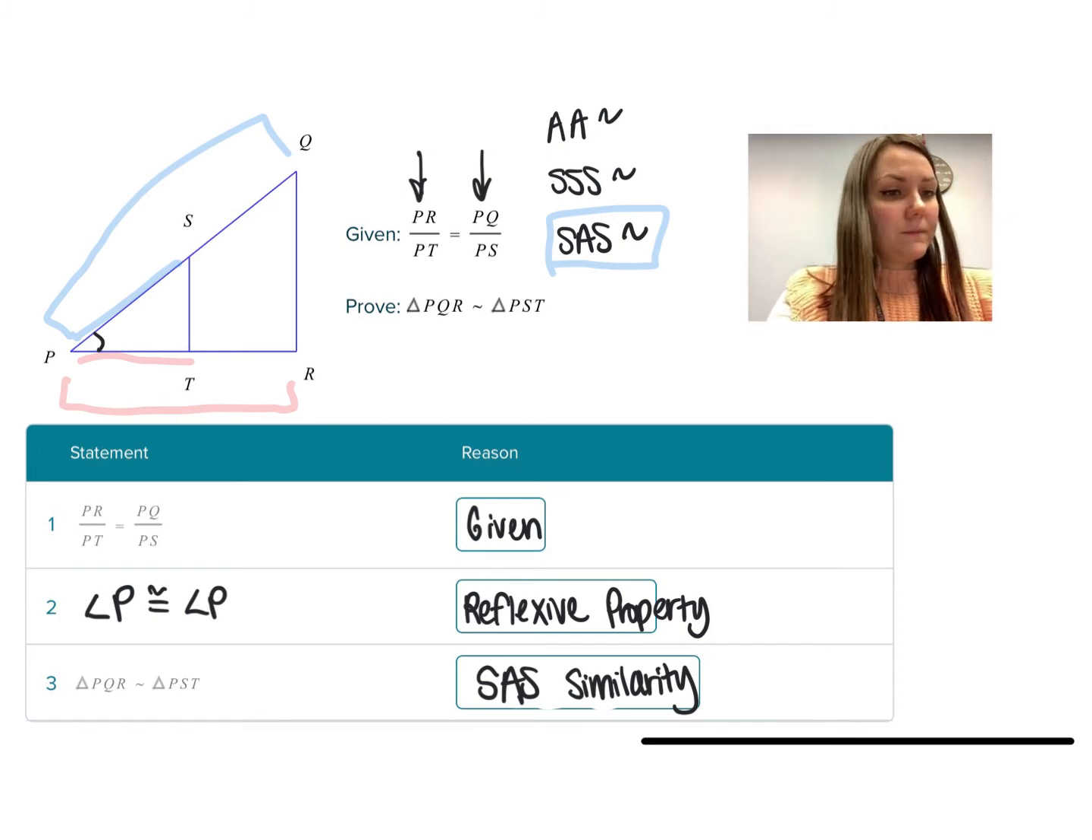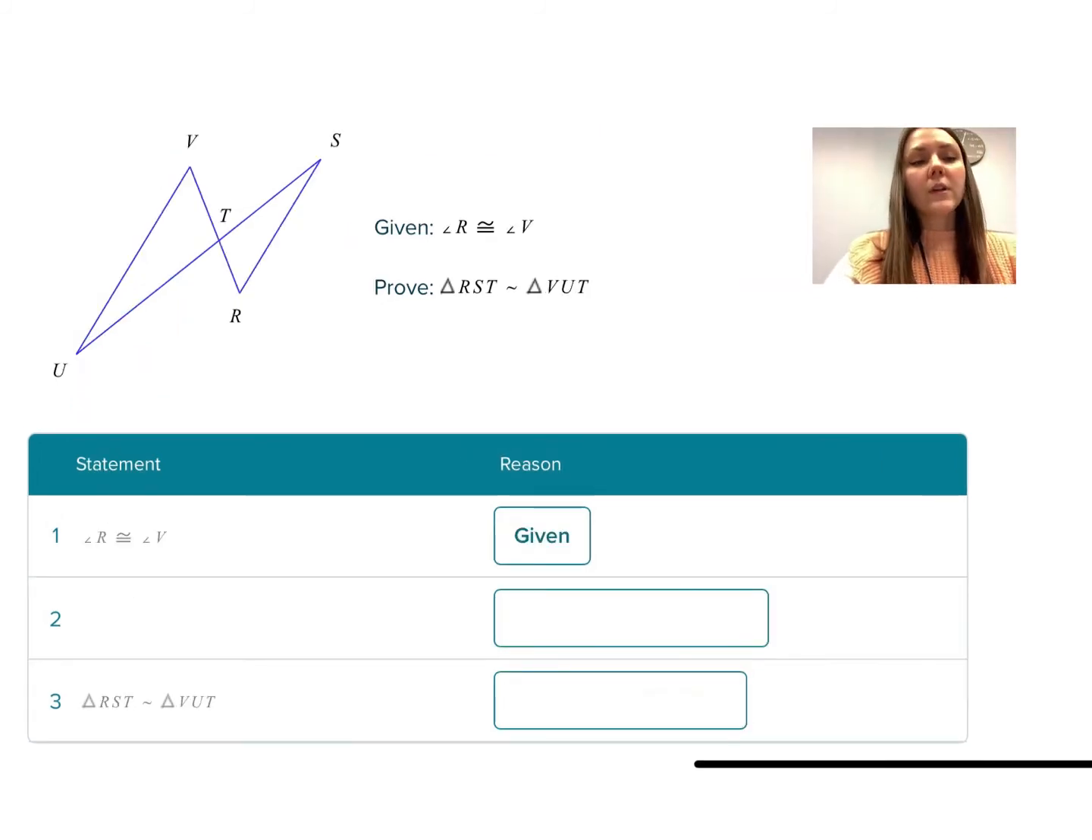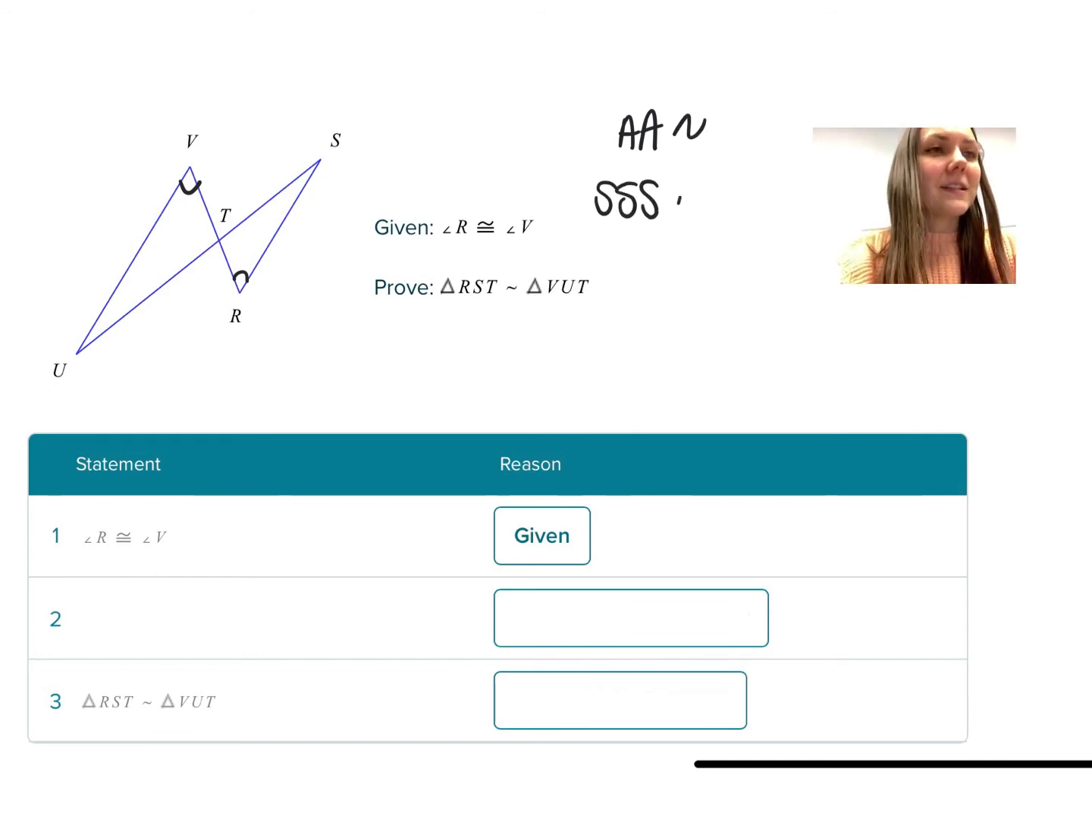All right, here's one more sample ALEKS proof you might see. This one, we are given angle R is congruent to angle V, and then we want to prove the two triangles are similar. Okay, once again, possible reasons to prove triangles similar are angle-angle similarity, side-side-side similarity, or side-angle-side similarity.